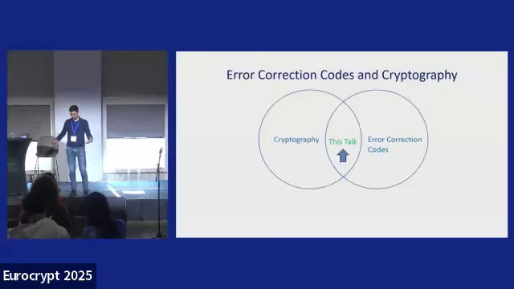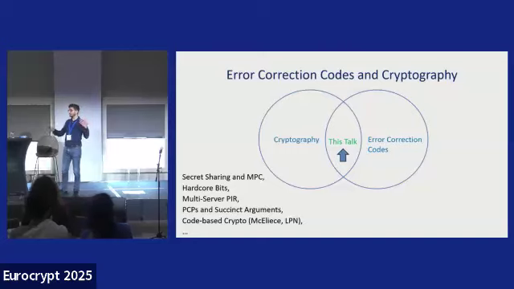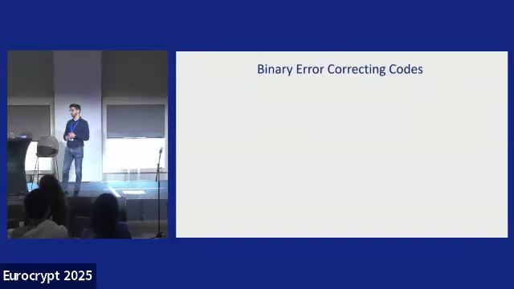And we all know that error correcting codes are very important in cryptography. It has a lot of applications, such as secret sharing, hardcore bits, etc. But this is going to be about the other direction. That is to say, how can we use cryptography to get better error correcting codes?